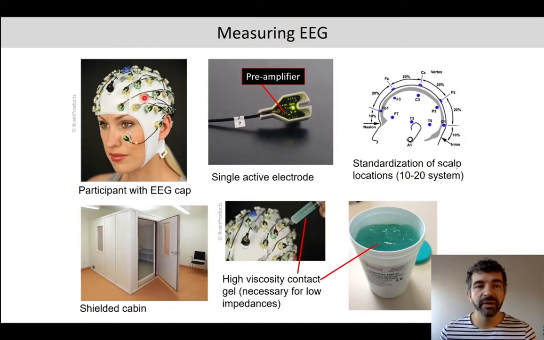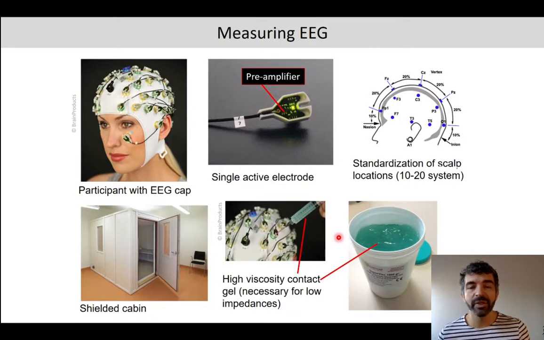In the electrodes that you've seen in the video, just like in our lab here in Southampton, we have preamplifiers. So the signal is amplified right where it emerges from the head, and this has certain benefits. We will go into that in more detail later. These so-called active electrodes have some features that improve the signal-to-noise ratio. Oftentimes EEG is measured in a shielded cabin to keep electromagnetic interference outside.